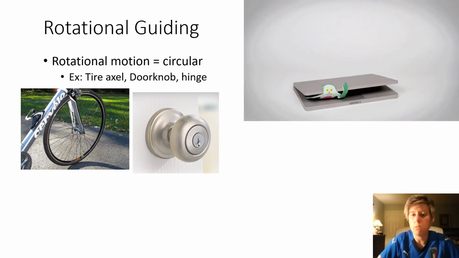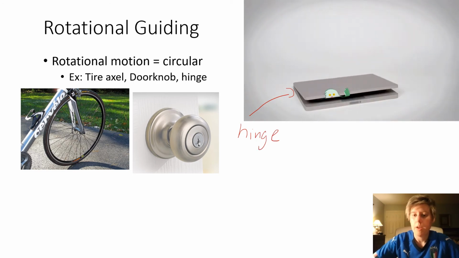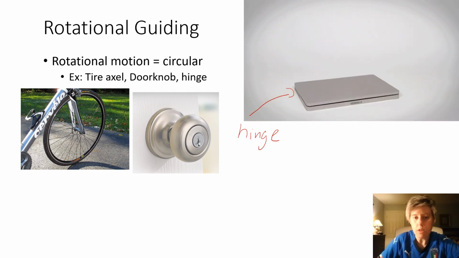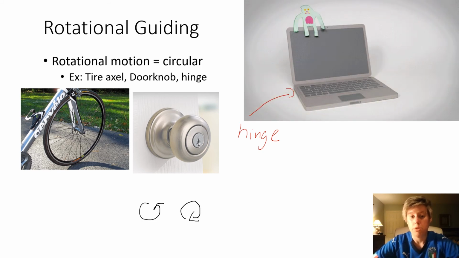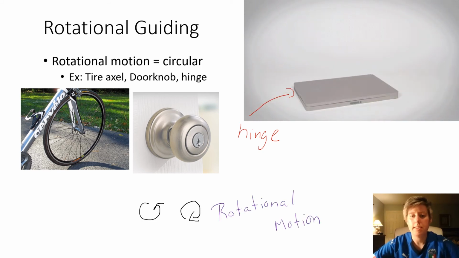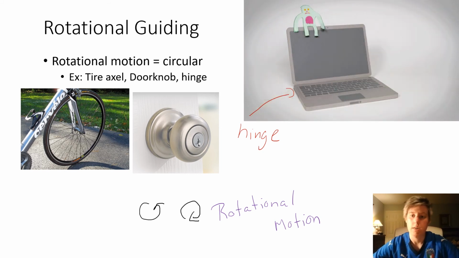So the rotation motion that we have right here is actually at our hinge in our laptop. Now, the symbol for rotational motion is basically circular motion, either clockwise or counterclockwise. So this would be our symbols for rotational motion. The key thing is that we can see that our motion pathway is in a circular direction.